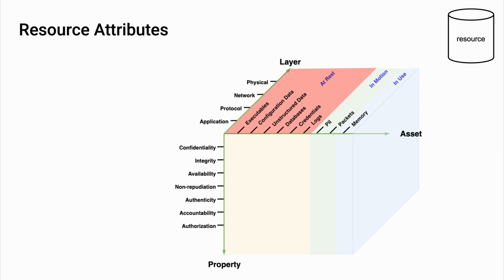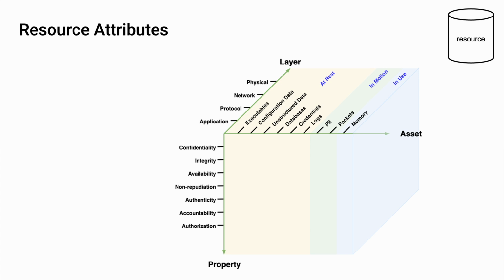There are 6 buckets for resources: executables, configuration data, unstructured data, databases, credentials, and logs. These in and of themselves are artificial divisions, but what they represent are specific entities that we wish to be able to make various cybersecurity property assertions about and establish requirements for.